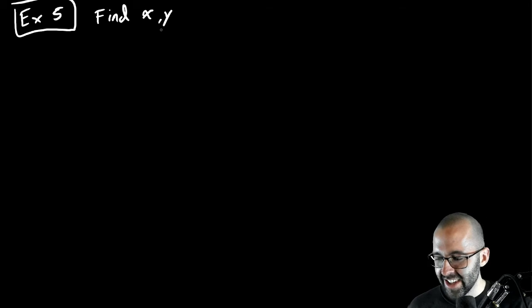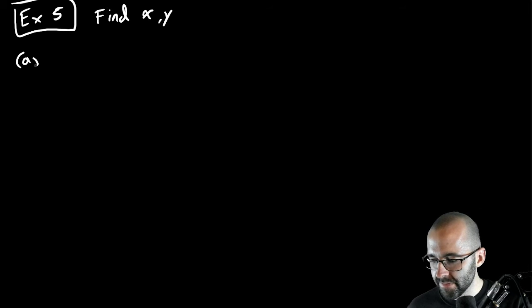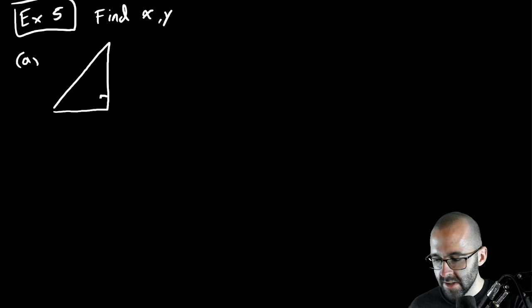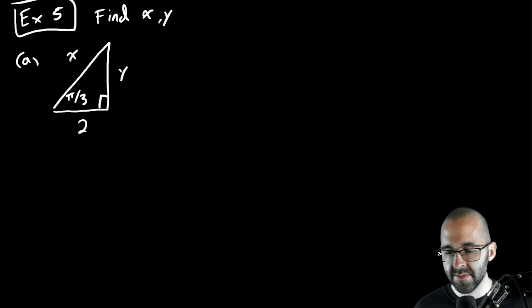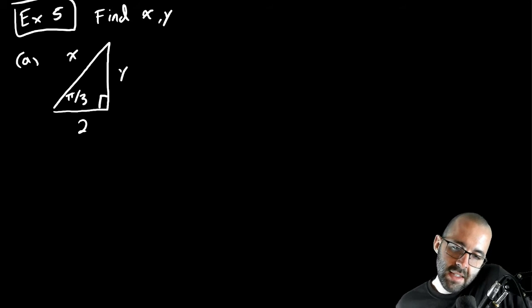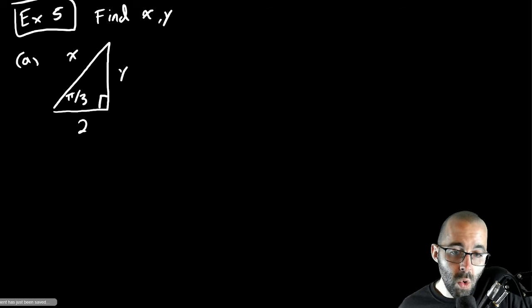All right. So let's look at some problems. Let's look at a triangle over here. Let's say this is pi over 3. This is 2. This is y, and this is x. And there's a couple of ways of doing this. You can do this with special triangles, or you can do this without special triangles.